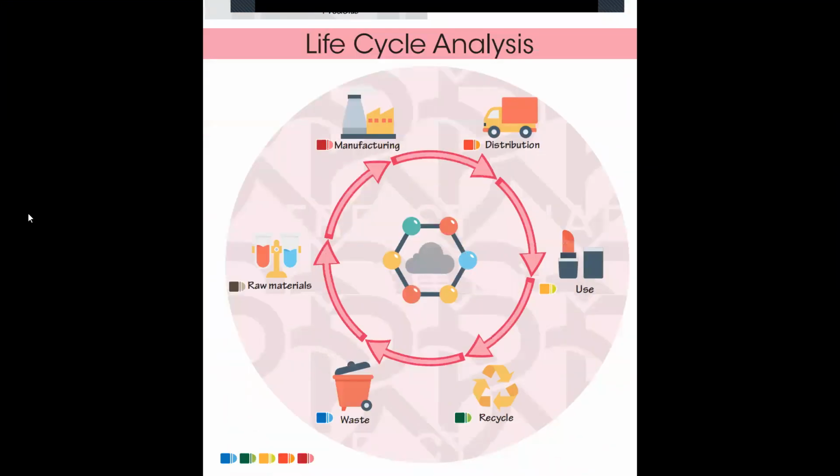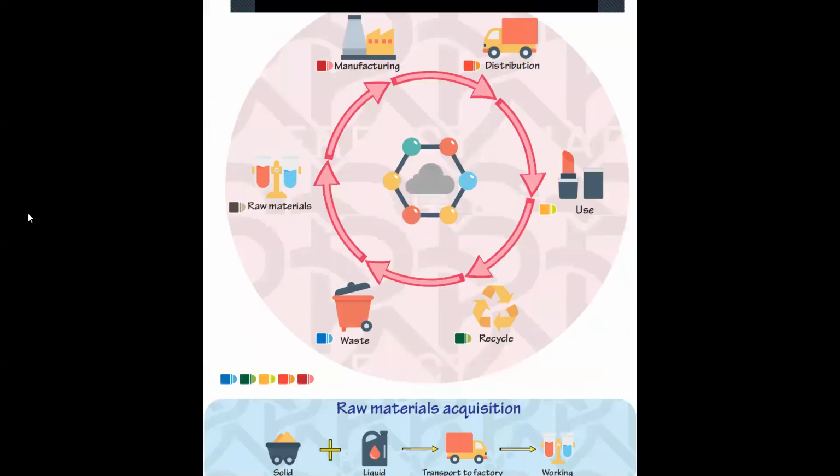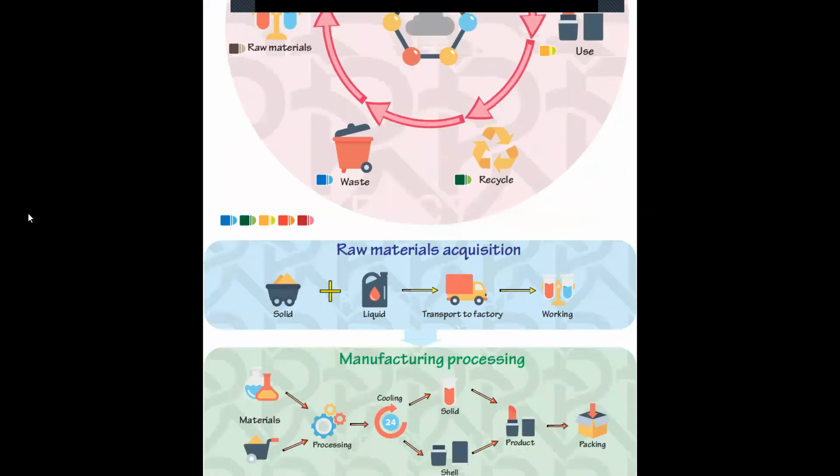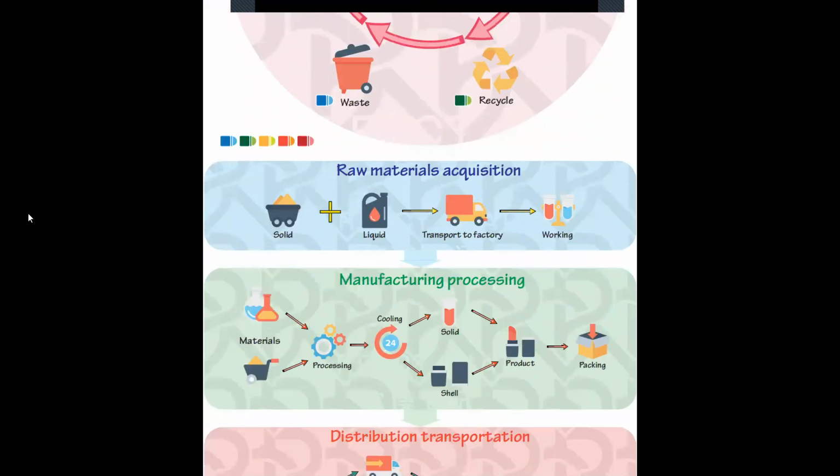Next is life cycle analysis, which can be divided into 6 parts. The first part is the transportation of raw materials. Next is the production and the distribution of products. Then is the use of products, and the last part is the recycling and waste disposal. Next, I will introduce each part in detail.